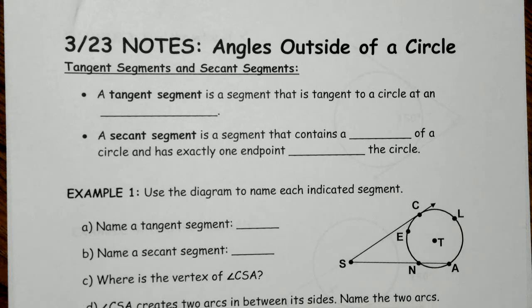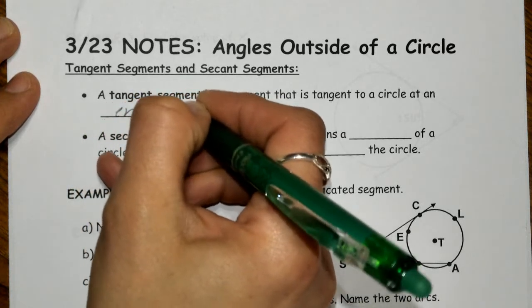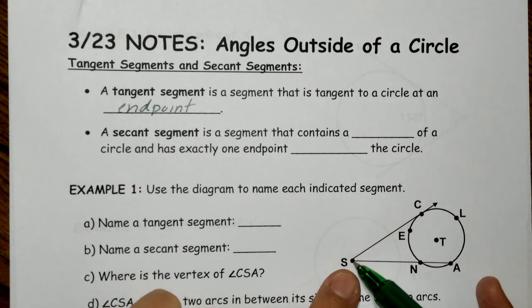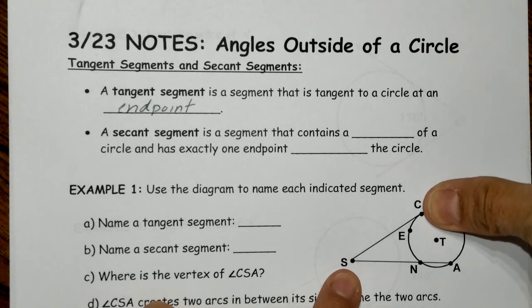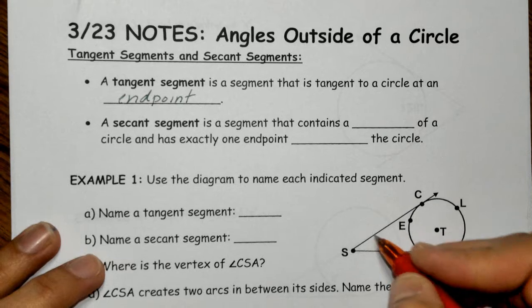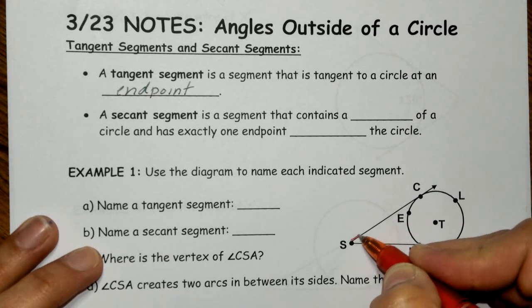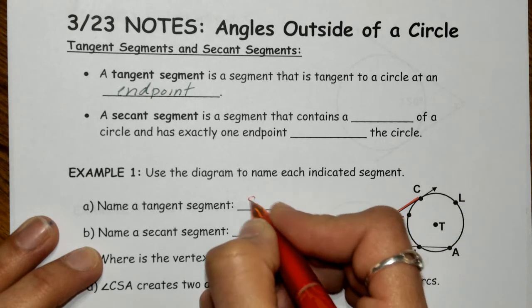But let's first review a tangent segment. We never really defined the tangent segment, but we have seen it. It's going to be a segment that is tangent to a circle at an endpoint. So what ends up happening here is your tangent is here from S to C, but your tangent segment actually stops right here at C. So that's the segment we're going to be looking for here. And I guess we can go ahead and name as we're going through here. So down here we have just from S to C. It stops right there at C.